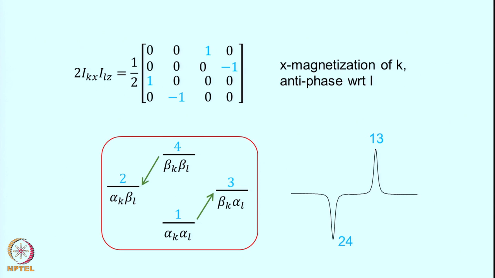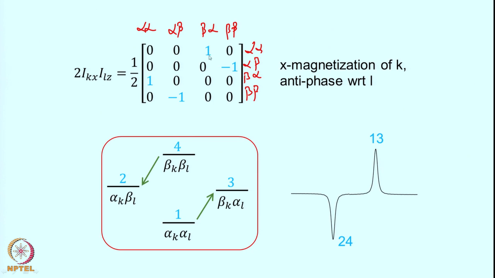So, we have here the 2IkxIlz, the same matrix represented here, and the 4 energy levels of the 2 spin system are alpha k alpha l, alpha k beta l, beta k alpha l and beta k beta l. These are the 4 states, and therefore these 4 states are 1 2 3 4 on this side and 1 2 3 4 here, and therefore I can write these 4 energy states on the top here. This is alpha alpha, alpha beta, beta alpha and beta beta, and here also alpha alpha, alpha beta, beta alpha and beta beta. So, now you see what these elements are.